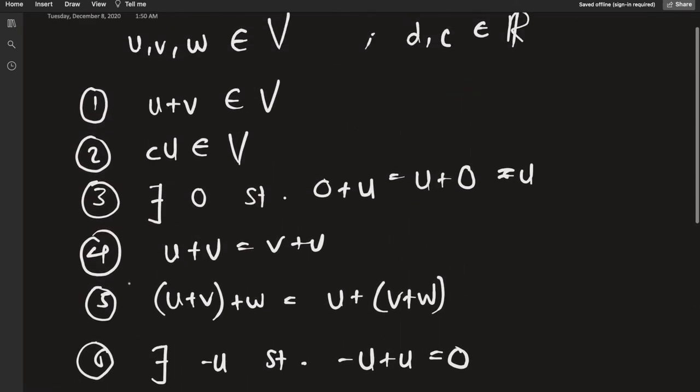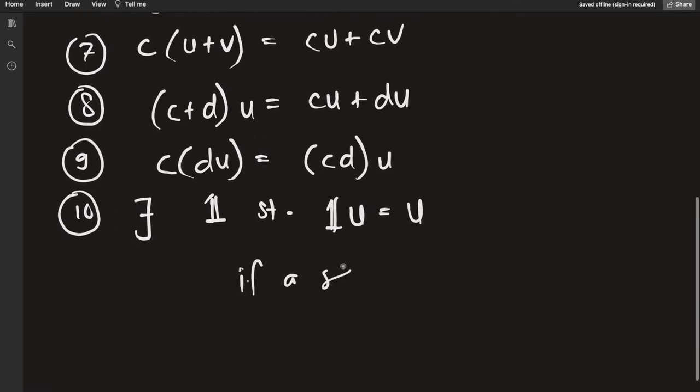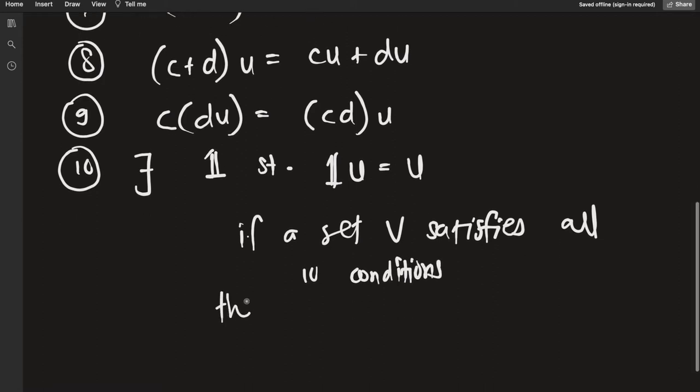So given these 10 conditions, if a set V satisfies all 10 conditions, then it is a vector space.